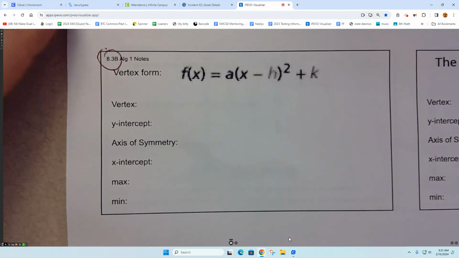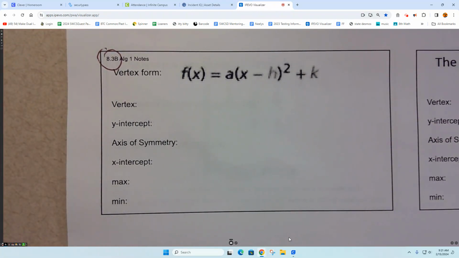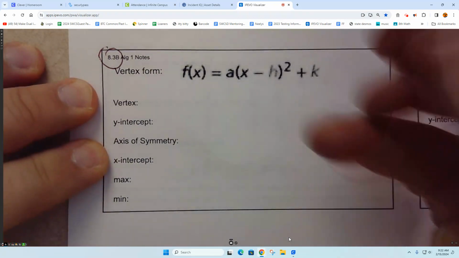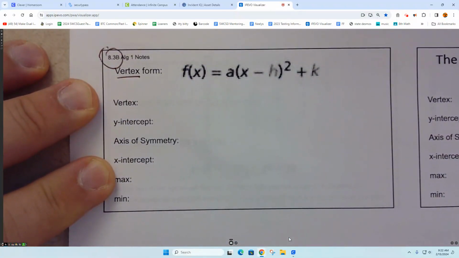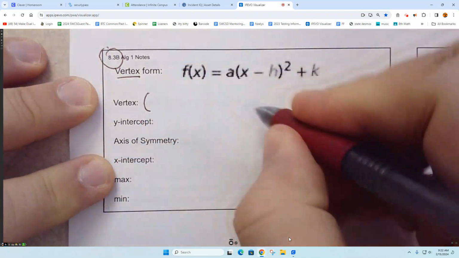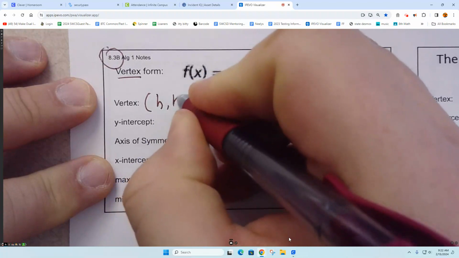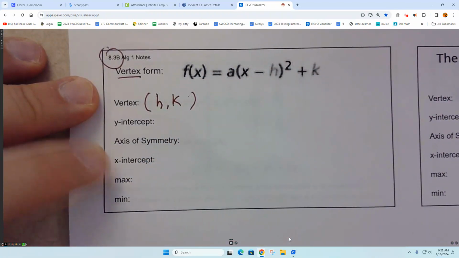We're expected to be able to understand these different forms and work with them. Okay. So vertex. This is called the vertex form. Why? Because what can we see just looking at it? The vertex is literally sitting right there. It would be h, comma, k. Right? Let's go ahead and close Chromebooks.